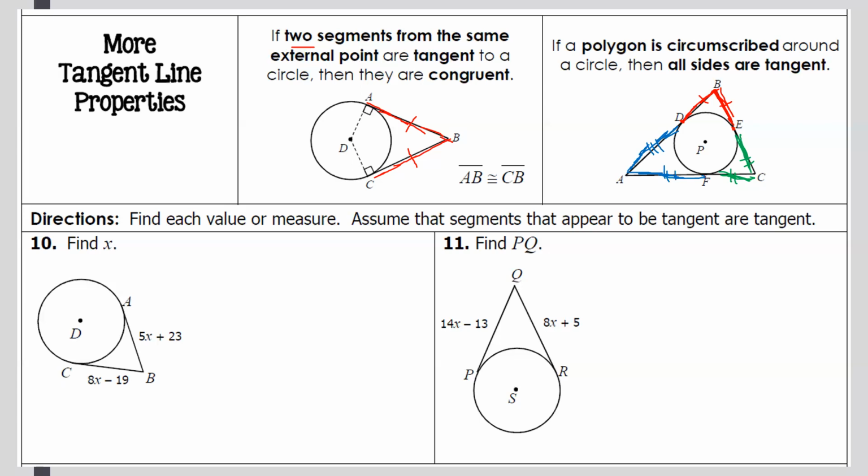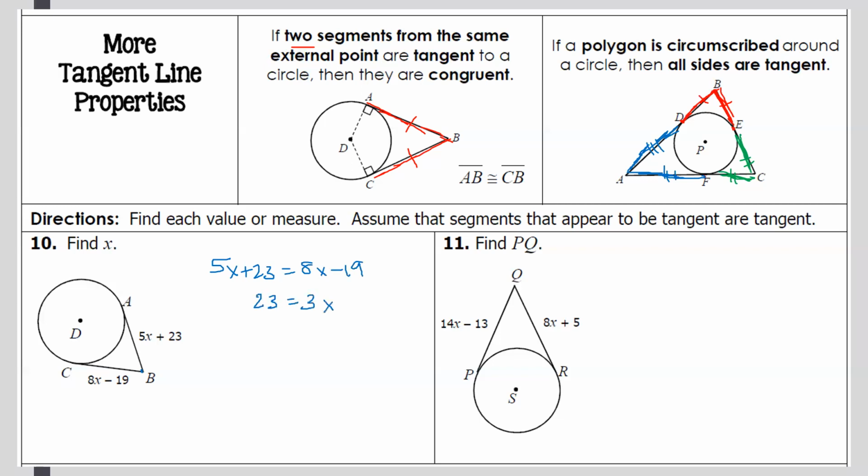I'm not going to do every single example that you see here, but we'll start with number 10. Number 10, it says, assume that segments that appear to be tangent are tangent. So in number 10, AB is a tangent and CB is a tangent. If you have 2 tangents to a circle, then they intersect, then those tangents are congruent. So you can just say 5x plus 23 equals 8x minus 19. And then you can just solve for x.